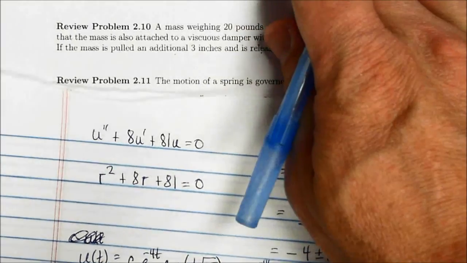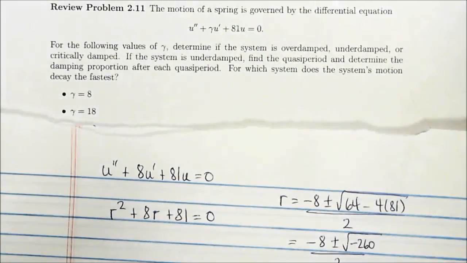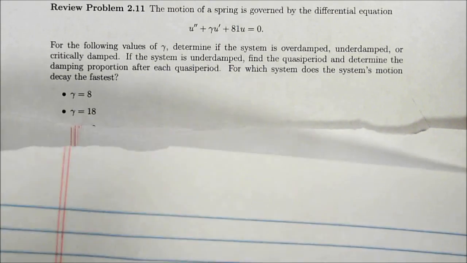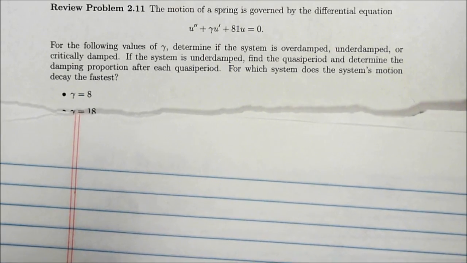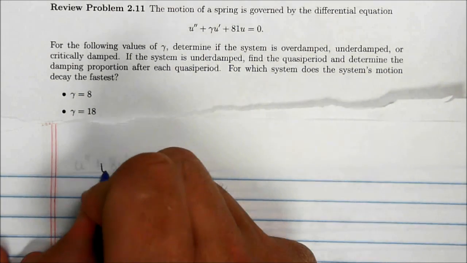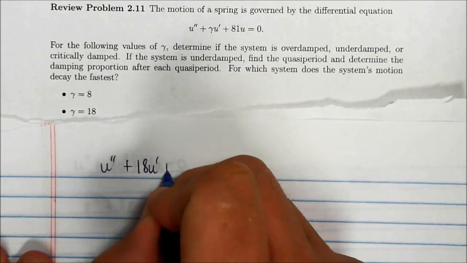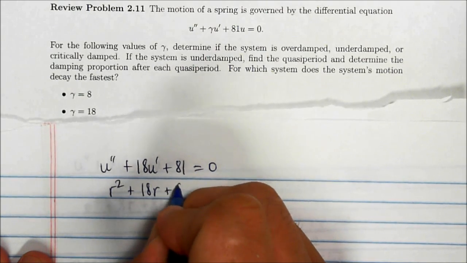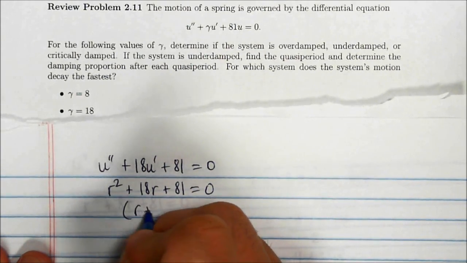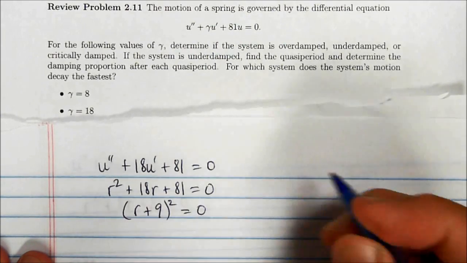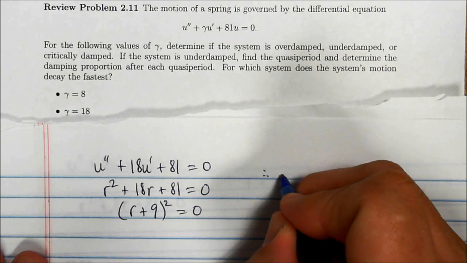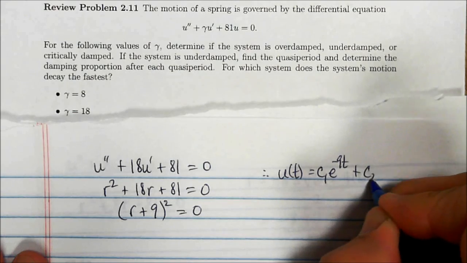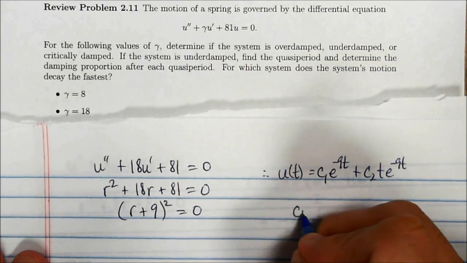Now let's go to the next part of the problem, when gamma is equal to 18. So starting over, we get that u double prime plus 18u prime plus 81u is equal to 0. The characteristic equation is going to be r squared plus 18r plus 81 is equal to 0. And this factors: r plus 9 squared equals 0. And so this gives me my solution. u of t is going to be equal to c1 e to the minus 9t plus c2 t e to the minus 9t. So this one is critically damped.